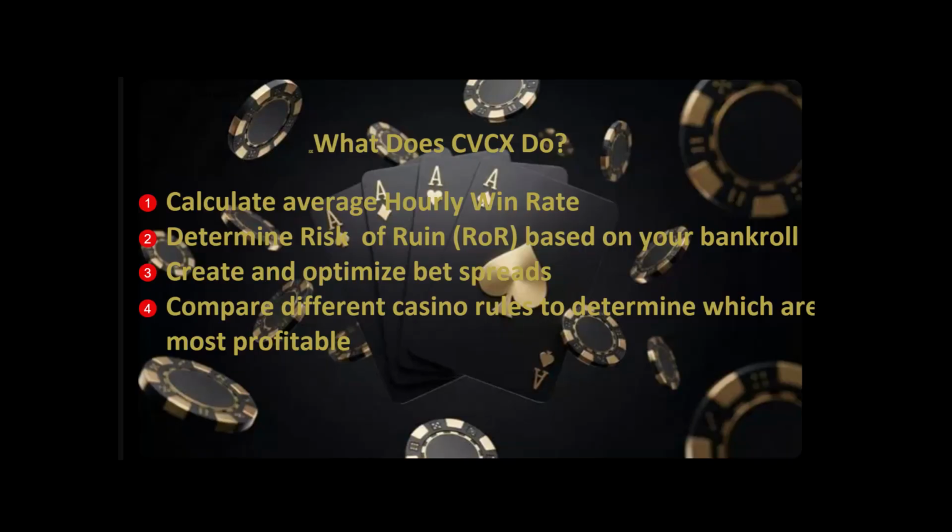Create and optimize bet spreads. To me, that's the most important part of betting software. What should I bet, and when should I bet it? What amount should I bet, and when? And you can compare different casino rules to see which games are most profitable. That's a very useful one as well. Okay, so now let's go look at our results and go into a deep dive on them.